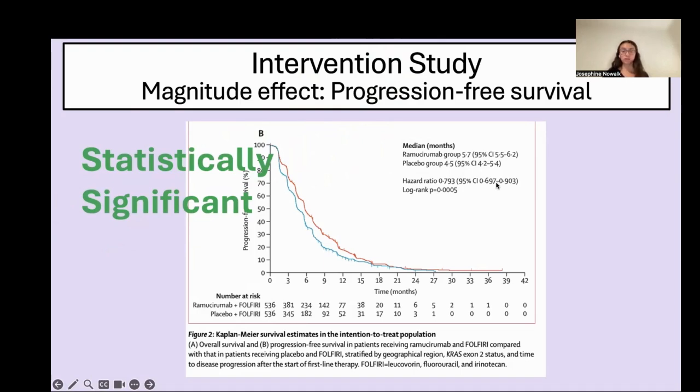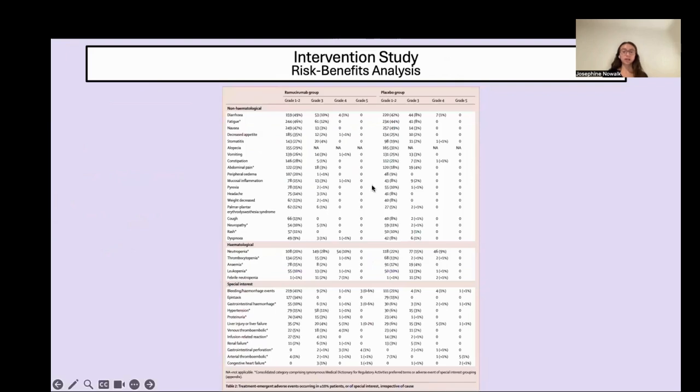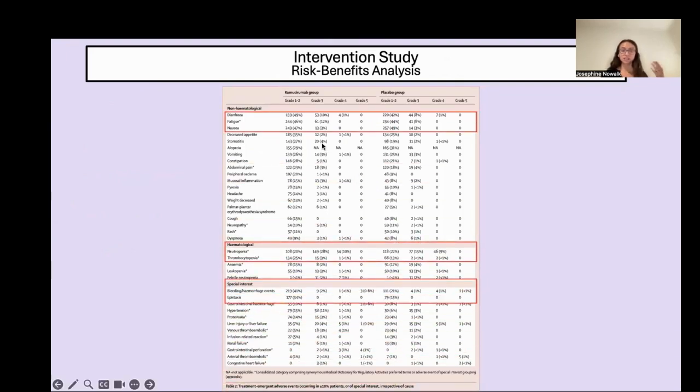Now, with ramucirumab, there were side effects. Some of them I'm going to point out that had the highest risk or the highest side effects were diarrhea, fatigue, and nausea, neutropenia, thrombocytopenia, which is the loss of certain white blood cells, and bleeding and hemorrhaging and epistaxis.